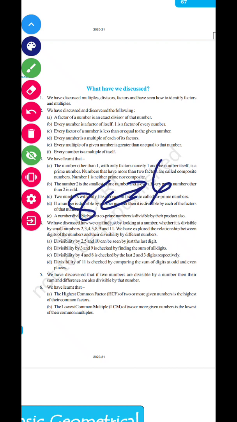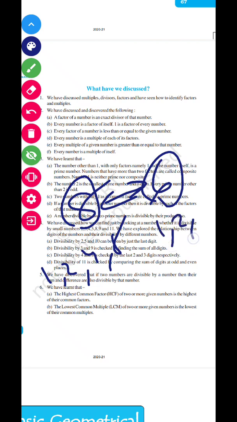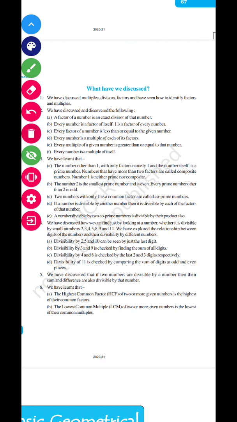No, they are not co-prime, because what are the factors of 8? 1, 2, 4, 8. What are the factors of 6? 1, 2, 3, 6. See, other than 1, 2 is common. So this cannot happen. Among co-primes, only 1 factor must be common. That is 1. Any other number should not come as a common factor.